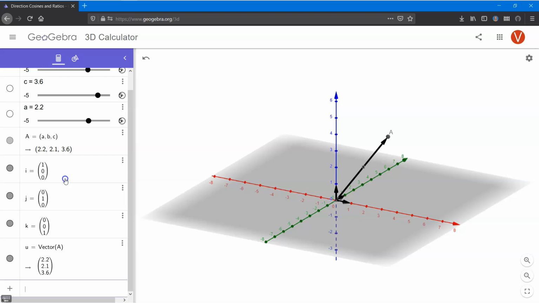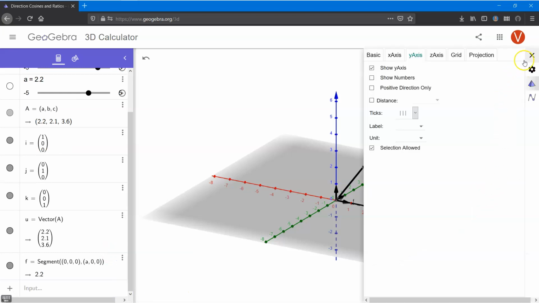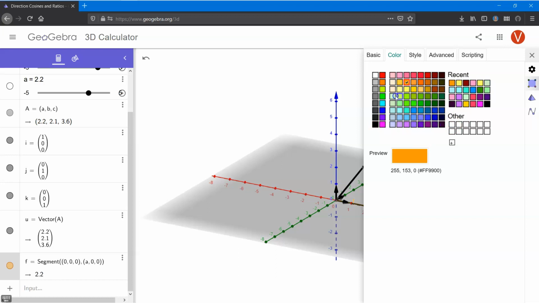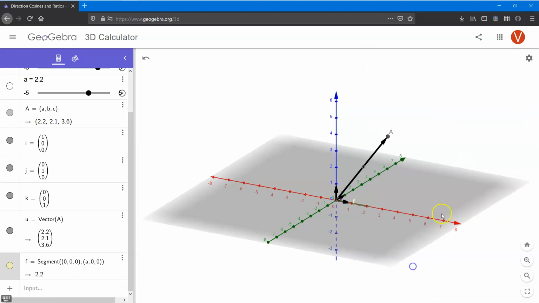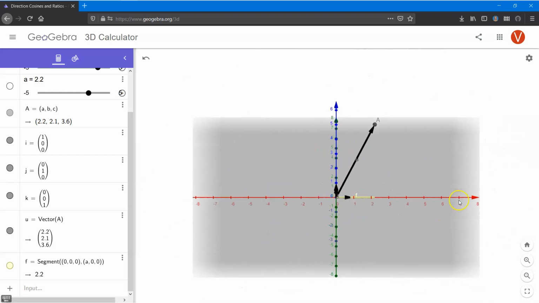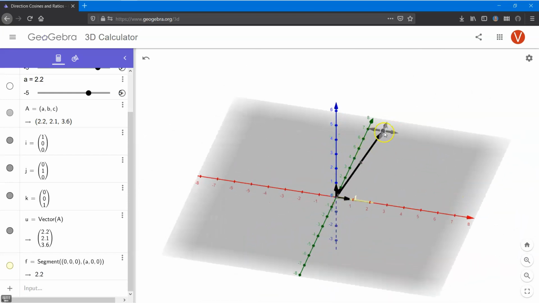Now let's see how many steps, or how many units, we have to go along the x-axis, how many along the y-axis, and how many along the z-axis. So let's say segment from 0, 0, 0 to A, 0, 0. And just so that we can distinguish it, let's color it to something other than the default. So this is along the x-axis. To reach point A, we have to go along the x-axis this many units.